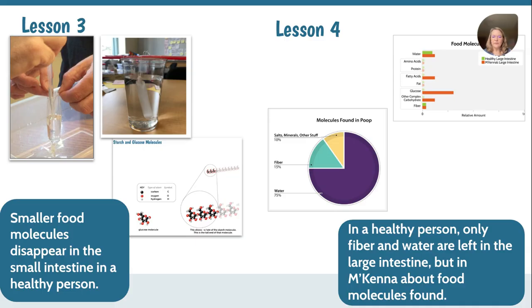In McKenna, we see her poop includes more than just fiber and water. It also includes glucose, starch, and fatty acids. So now we're wondering, what happens with other complex carbs in a healthy person? Are they changing somehow? We decide we need to look at other parts of the digestive system.